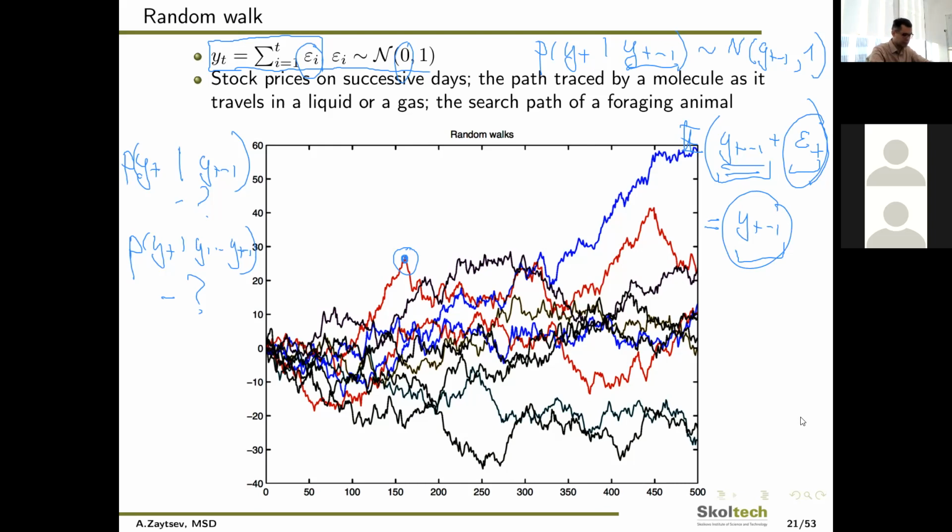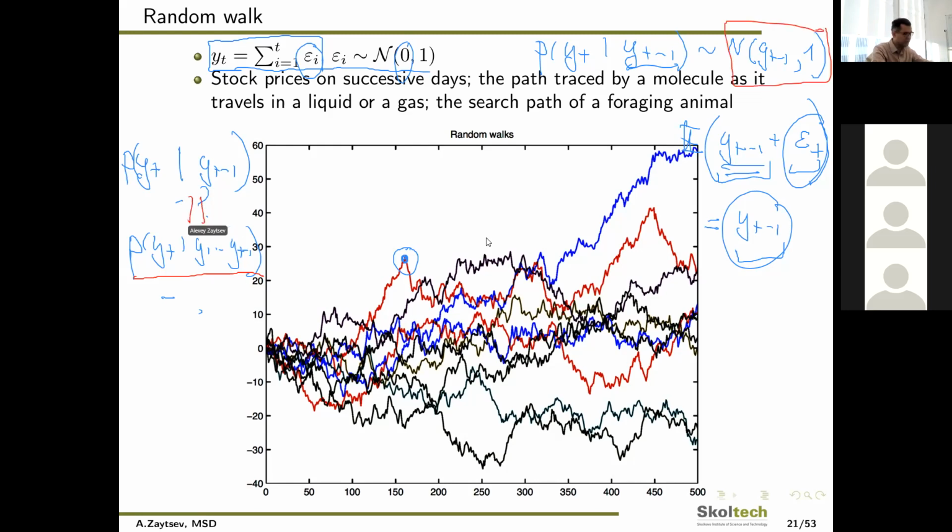And another question for the audience. What is the distribution of yt given all previous observations? I mean, it's the same. Yes, why? If we know yt minus 1, it already incorporates all the knowledge about the previous variables. Yes, exactly. If you write down this distribution, it would be similar to this.